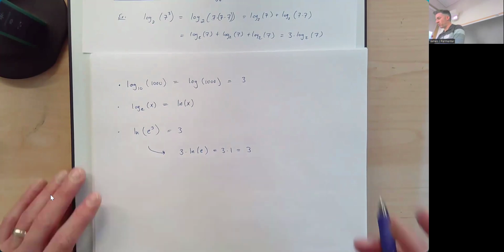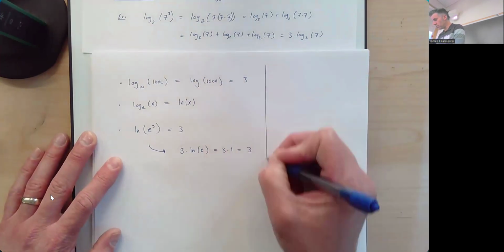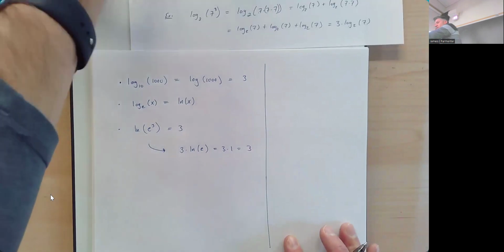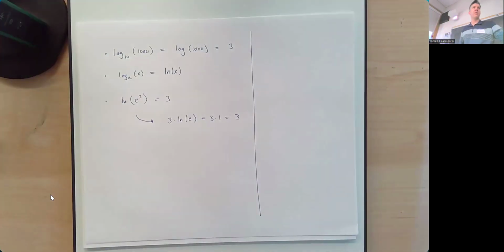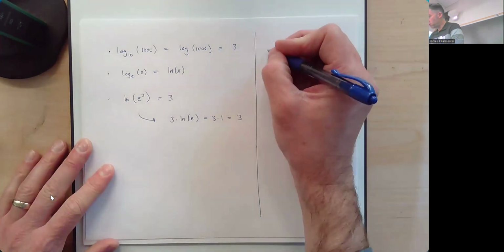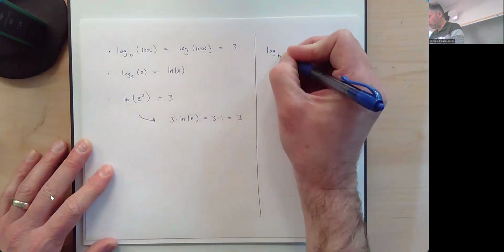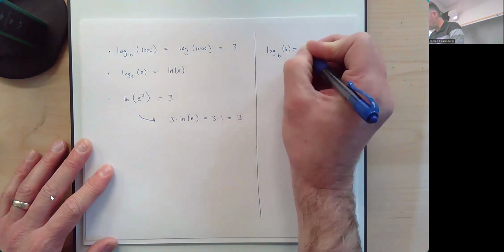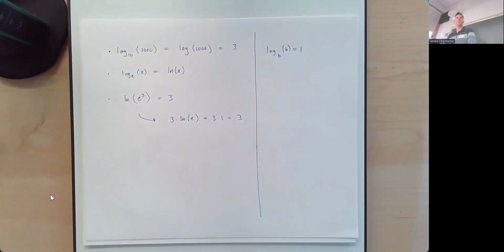In fact, that brings up a couple more things. A few more things I want you to be aware of, kind of just log things that come up often that maybe no one has ever said to you before. The log base b of b is always going to be 1. b to what power equals b? b to the first power equals b.